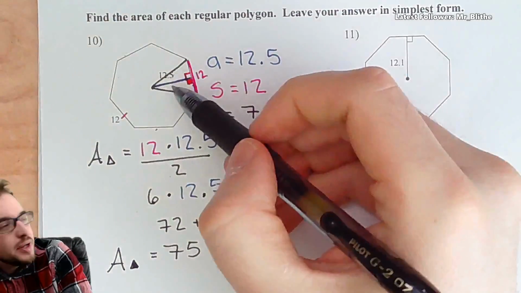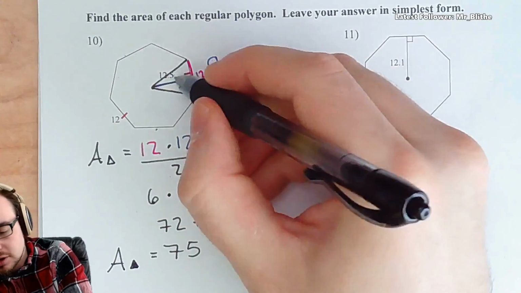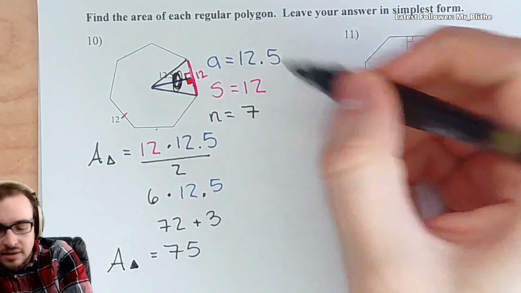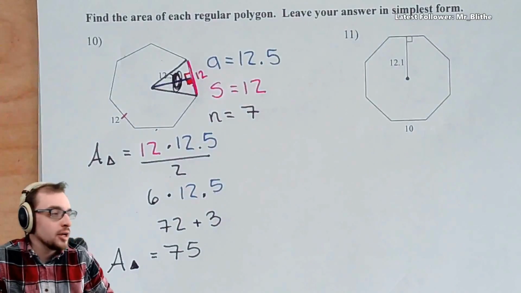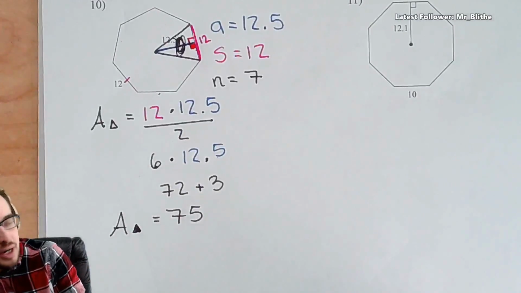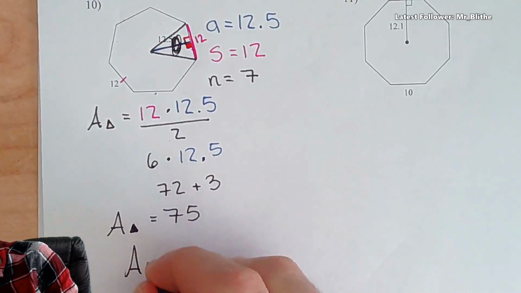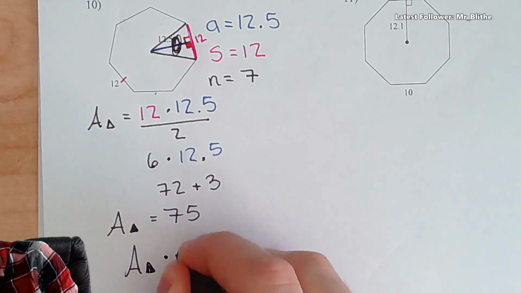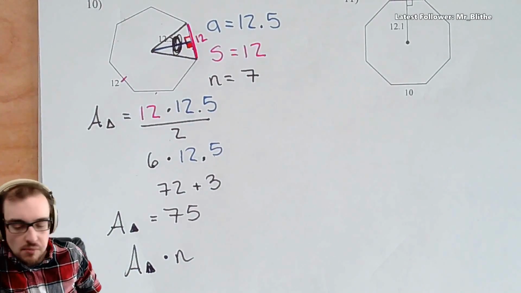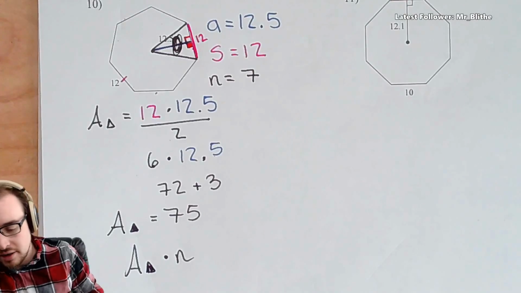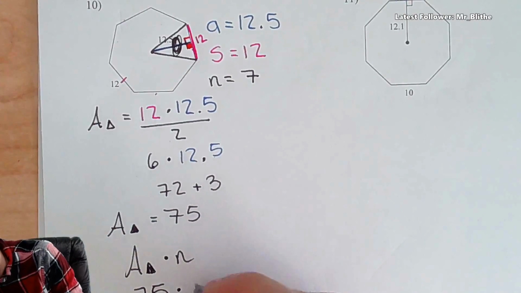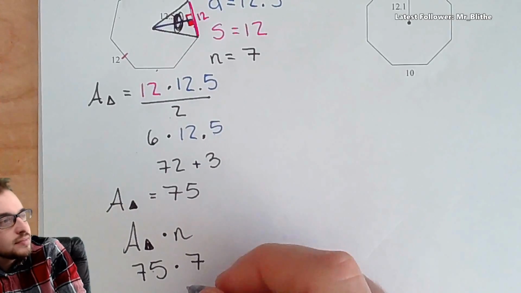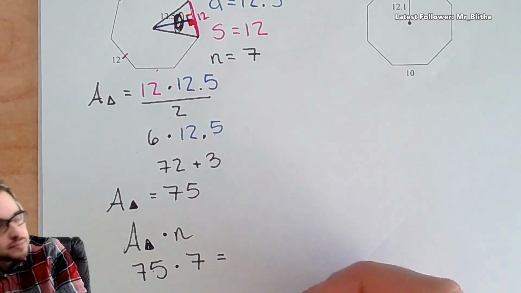Well, how many triangles will we have in this diagram? If this is one triangle right here, we get 1, 2, 3, 4, 5, 6, 7. The same number as we'd have sides, right? So what we do is we take the area of the triangle. We're going to times that by n, the number of sides. That's our formula. Well, the area of the triangle is 75. And n is 7, because we have 7 sides.